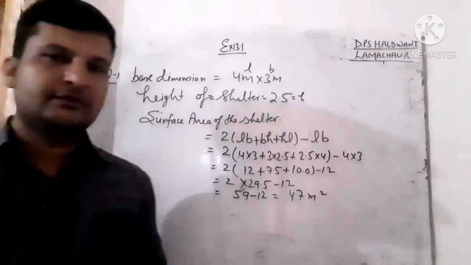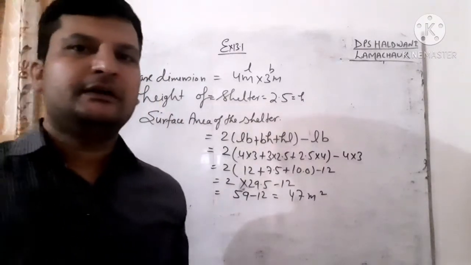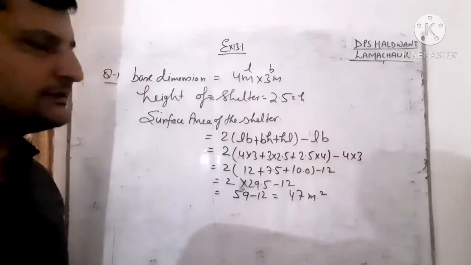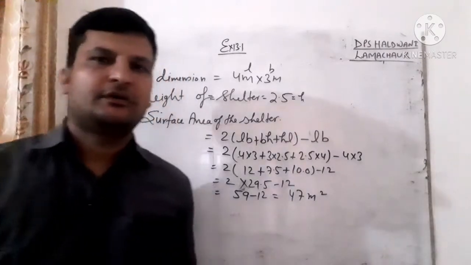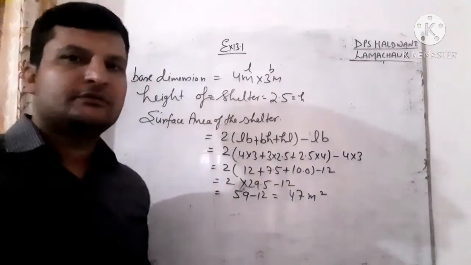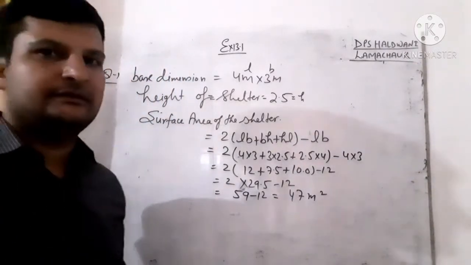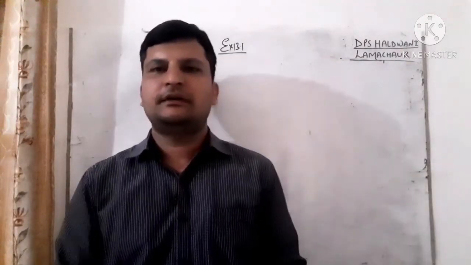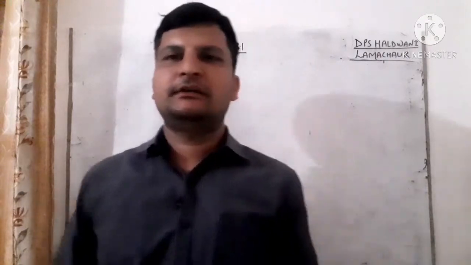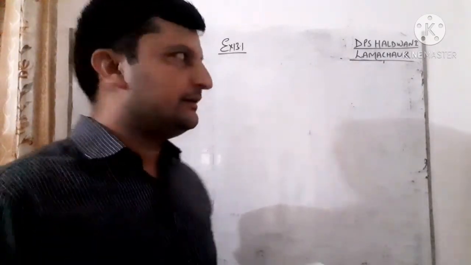Next exercise is based on the curved surface area and total surface area of a cylinder. So now student, pause the video and note it down. So I am starting the new exercise. Now student, the second exercise is based on the CSA and TSA of a cylinder.